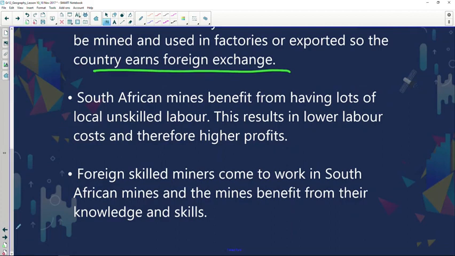Now, this is another thing: foreign skilled miners come to work in South Africa and the mines benefit from their knowledge and skills. Because of the mining industry in South Africa, many people from around the world, especially from developed countries, come to our country, and they pass on their knowledge and their skills. So our own people learn from them and gain more experience. Very important.